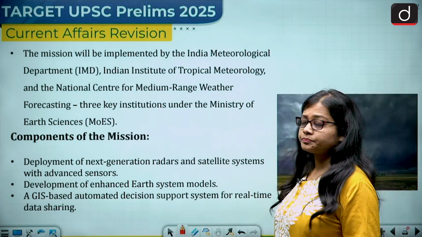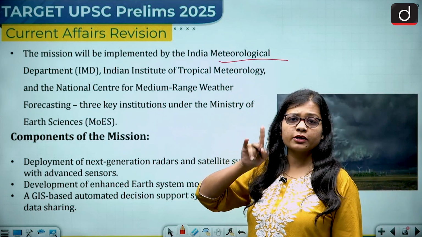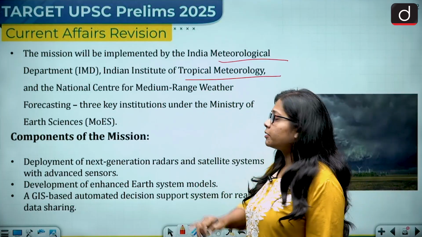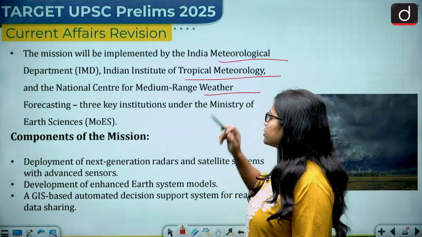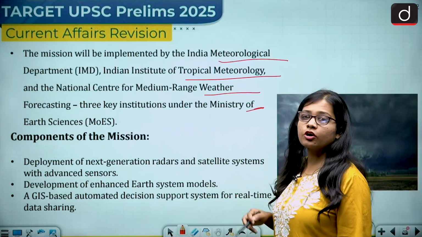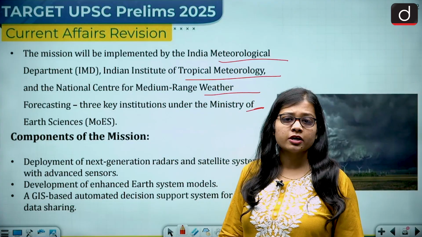So the mission is implemented by the IMD, that is the Indian Meteorological Department, then the Indian Institute of Tropical Meteorology, then the National Centre for Medium Range Weather Forecasting. So these three are the key institutions under the Ministry of Earth Sciences, and they are the implementing agencies for the Mission Mausam.